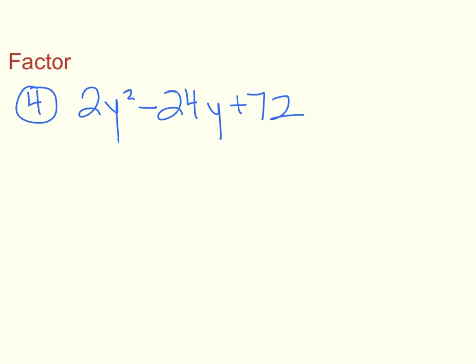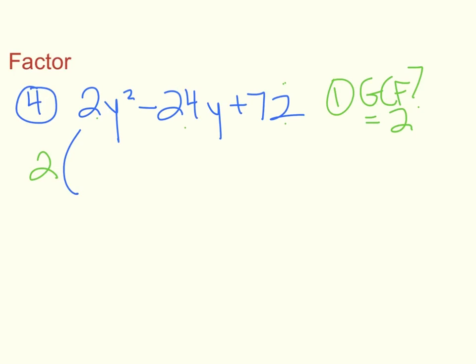Our fourth example, factor 2y squared minus 24y plus 72. Again, anytime we're factoring, want to check for greatest common factor. In this case, hopefully you can see 2y squared, 24y, 72, we can factor out a 2. So this is the first example of one of these trinomials where we can factor something out. So let's go ahead and take that out. Can't take a y out of each term because the 72 doesn't have a y. So that's the only thing that we can factor out.